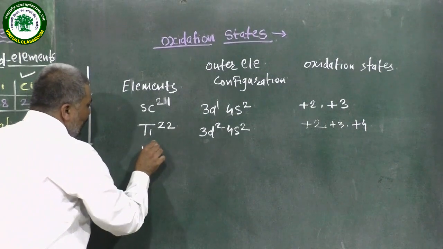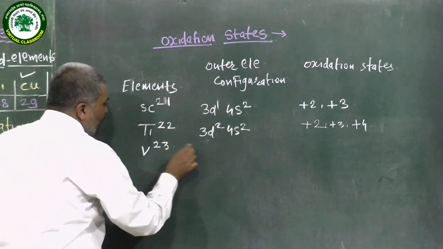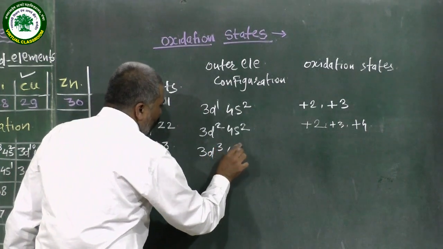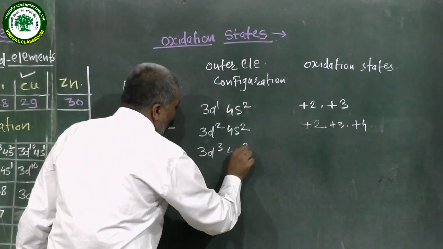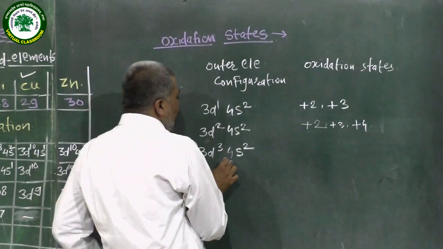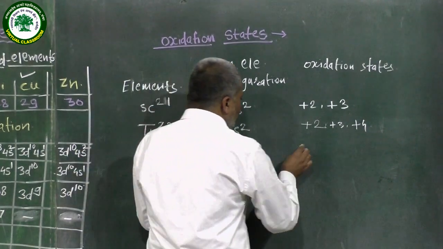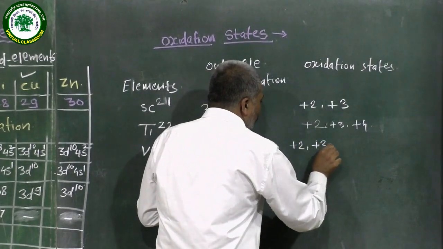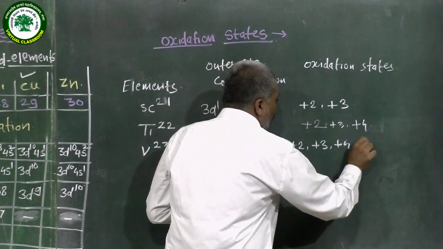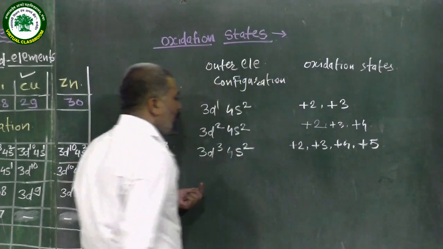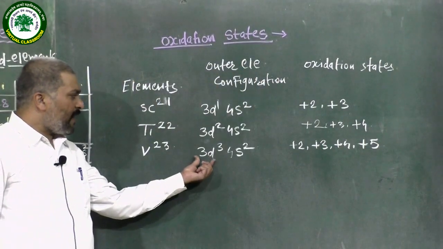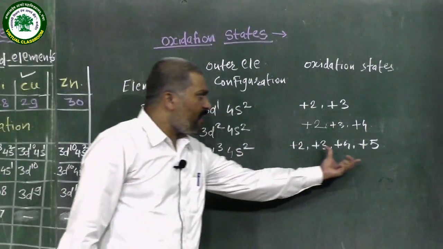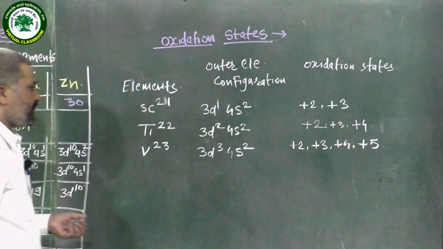Third, vanadium, atomic number 23. The general electronic configuration is 3d3 4s2. Here the oxidation states are +2, +3, +4 and +5. The number of unpaired electrons is 3, and because of that it shows 4 variable oxidation states.